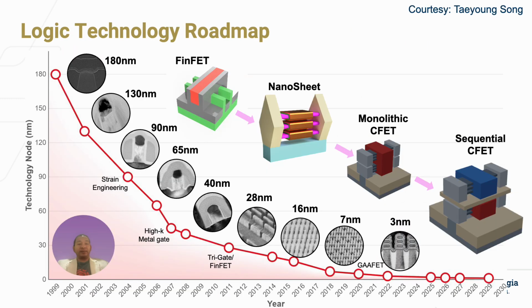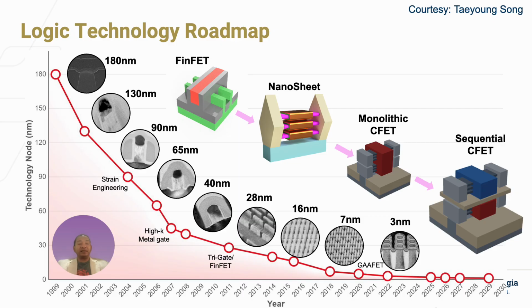Here is the logic roadmap. Read it from left to right. The numbers along the top, from 180 nanometers down to 3 nanometers, are the technology nodes. As features shrank, engineers had to keep reinventing the transistor itself to keep it working.